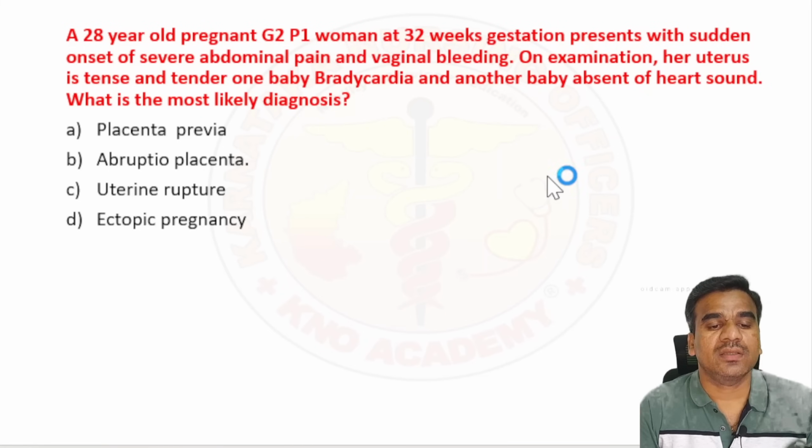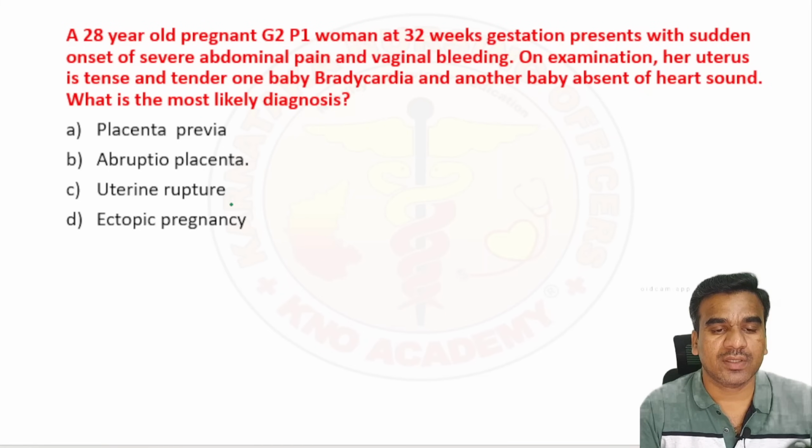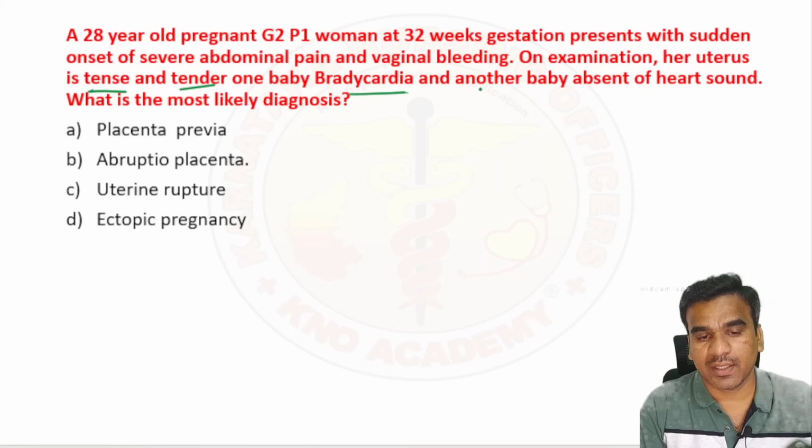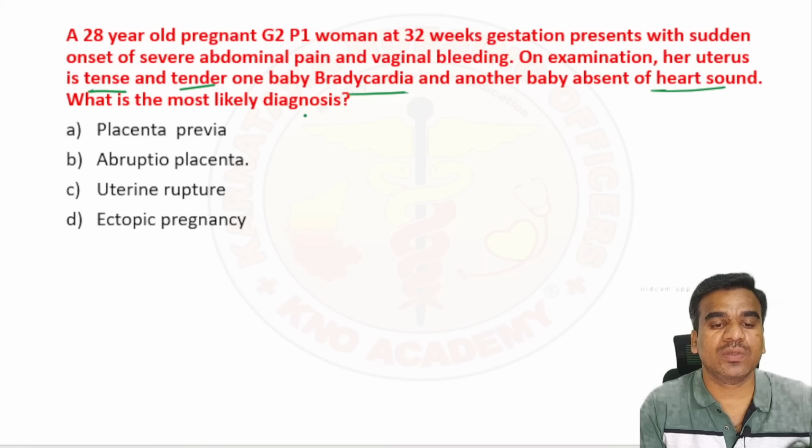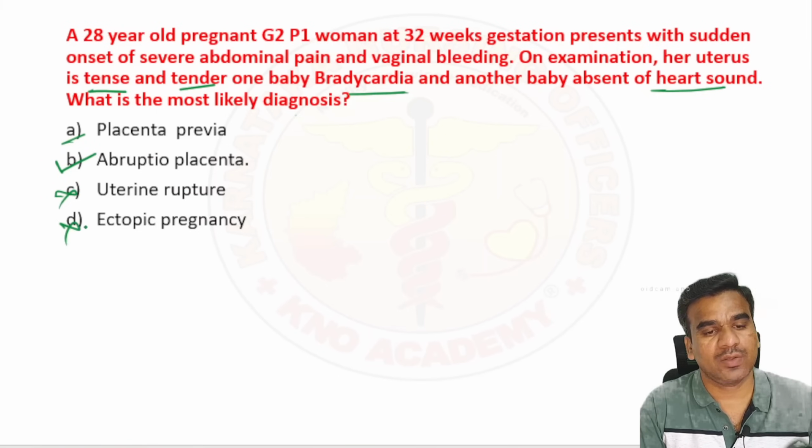Here we can see a 28-year-old pregnant woman, G2P1, at 32 weeks of gestation, presents with sudden onset of severe abdominal pain and vaginal bleeding. On examination, her uterus is tense and tender. Keep these two words in your mind. One is baby bradycardia and another is absent FHR. What is the most likely diagnosis? Placenta previa, no. Abruptio placenta, yes, right. Uterine rupture, no. Ectopic pregnancy, no. So this is abruptio placenta.